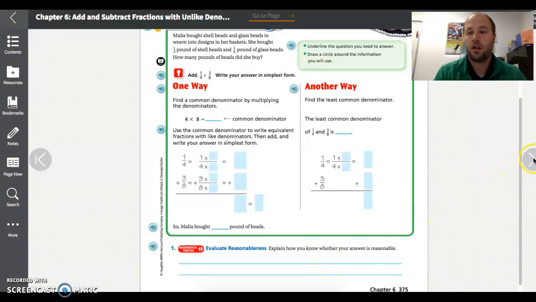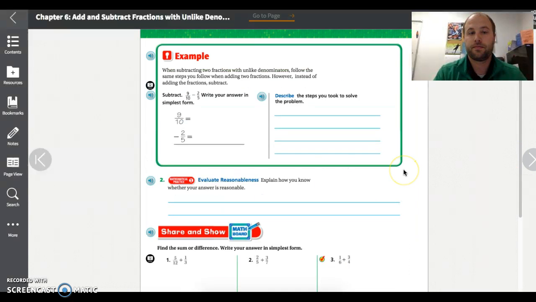Okay, we're going to turn the page. Okay, this is another cool problem. I like this. I find a way to bring writing into my project. So, when subtracting two fractions with unlike denominators, follow the same steps you follow when adding two fractions. However, instead of adding, you subtract. Duh, right? Okay, so the same thing.